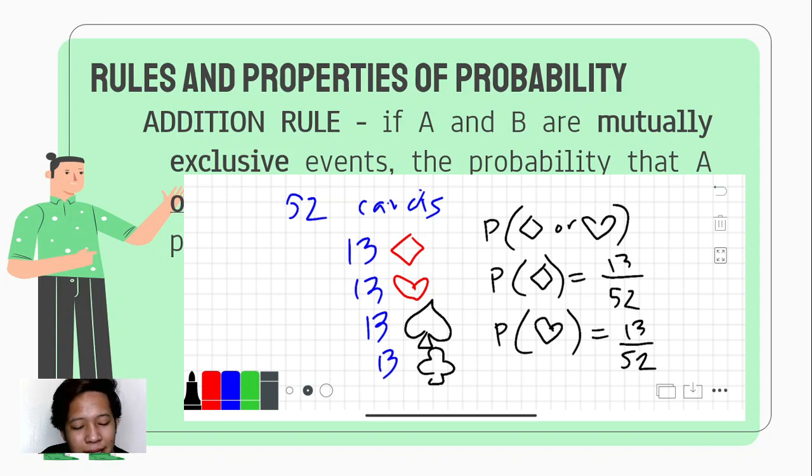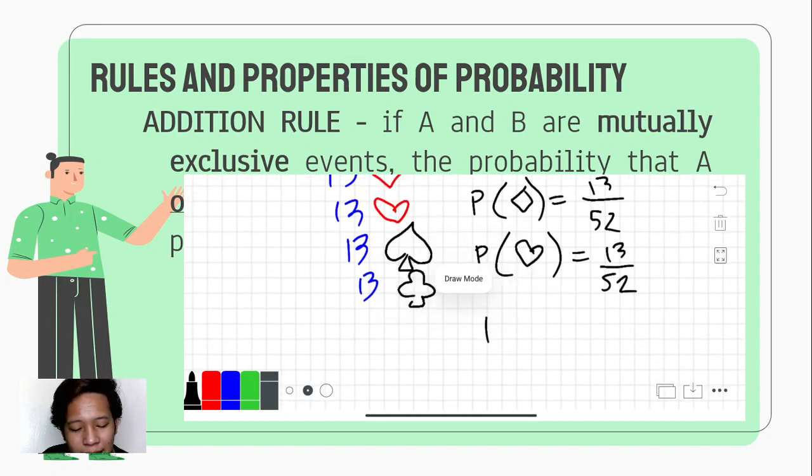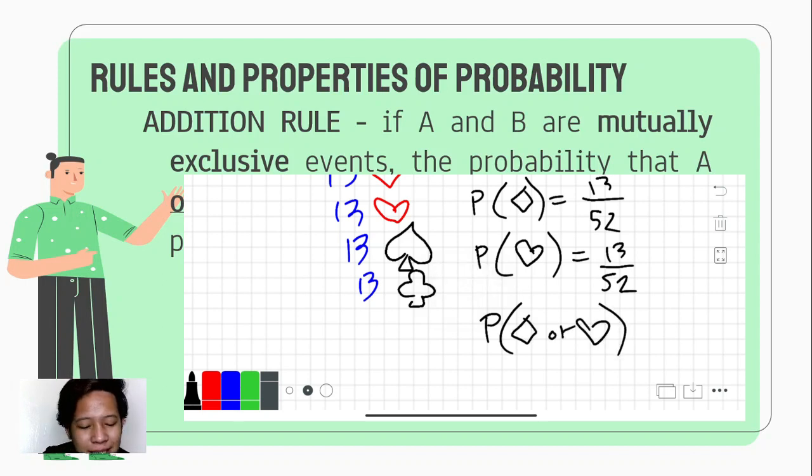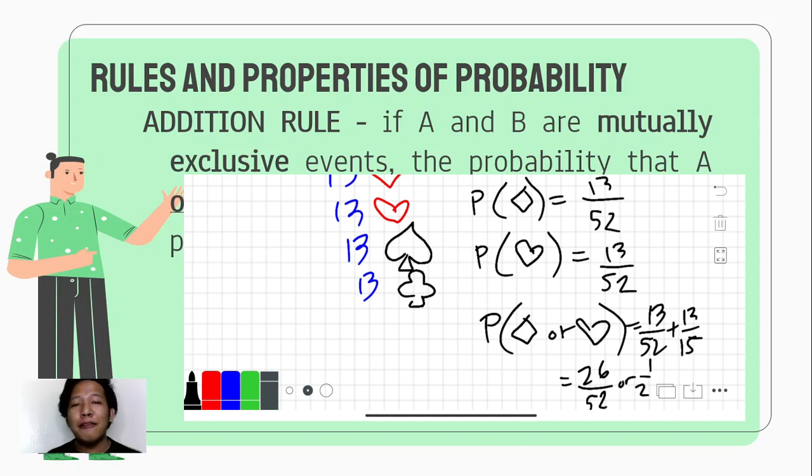Now, the probability of getting a diamond or a heart is just the sum of their probabilities. So that is 13 over 52 plus 13 over 52. That would be 26 over 52 or 1 half. Okay? So, 1 half or 50% yung chance na makakuha tayo ng either diamond or heart na card. Okay, so that's how we illustrate addition rule.